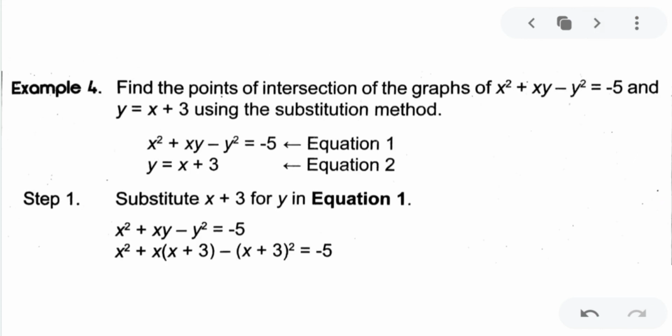Another example, I have here example 4. Find the points of intersection of the graphs of x squared plus xy minus y squared equals negative 5 and y equals x plus 3 using the substitution method. This is your equation 1 and this is your equation 2. First, we have to substitute x plus 3 for the y's in equation 1. So that will be x squared plus x times (x plus 3) minus (x plus 3) squared equals negative 5.